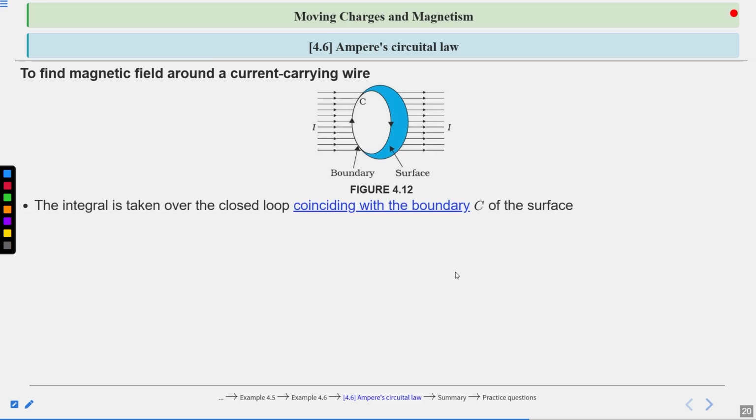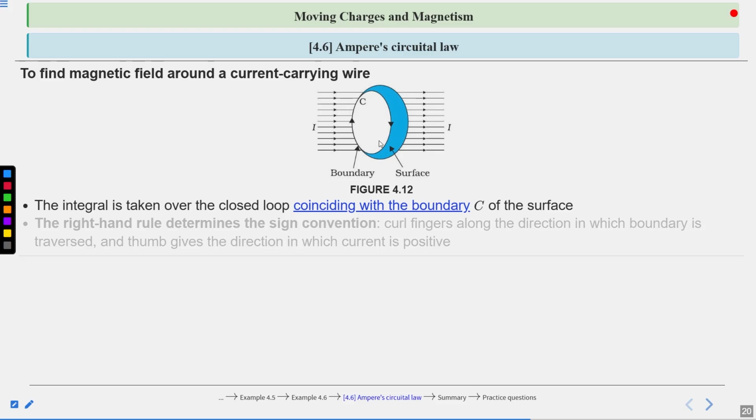Now the integral is taken over the closed loop coinciding with the boundary. So this closed integral is taken over the loop, not the surface. You are going to consider this loop that is coinciding with this boundary C. So this closed integral is taken over the closed loop that is coinciding with the boundary C of the surface.